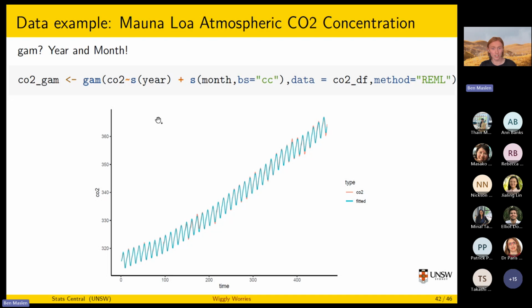And what we end up with here, red is the raw data, and you can barely see it because our fitted GAM, our fitted spline smoothers, have done a pretty good job at capturing what this trend is saying. Just using year and month, we're able to capture what's going on with CO2, which is pretty cool. So this is pretty good.